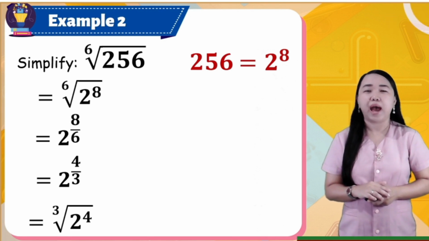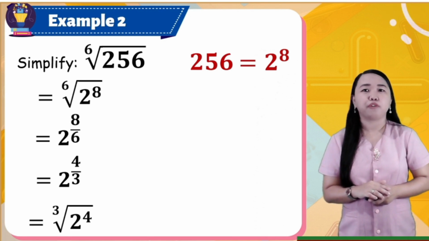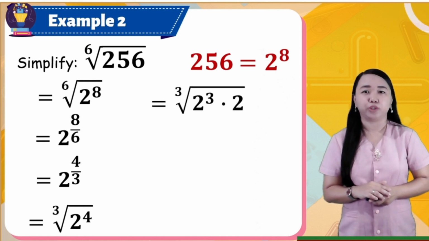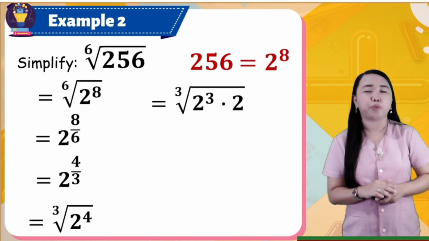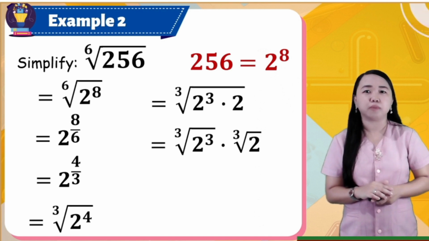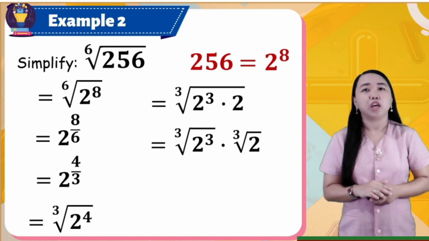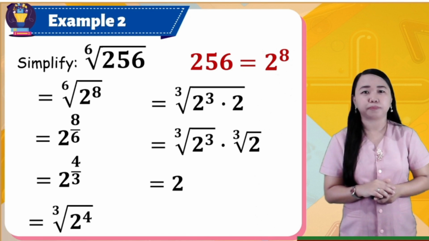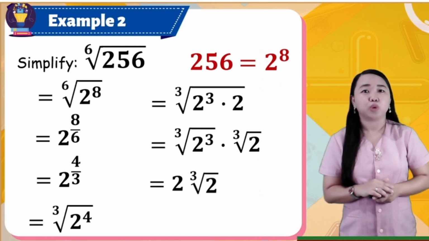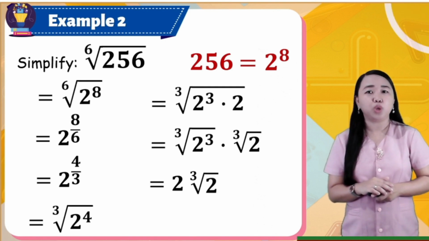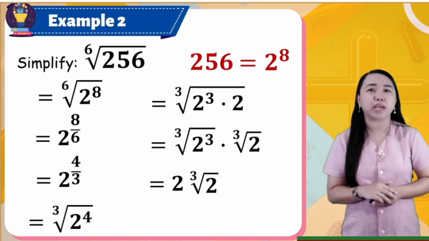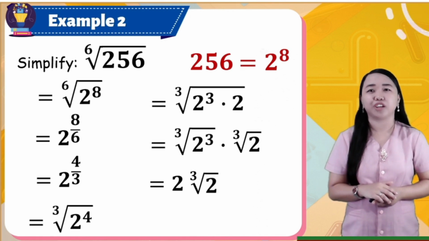2 raised to 4 has a perfect cube factor. So factoring the radicand, it becomes cube root of 2 cubed times 2. Using the converse of product rule of radicals, it becomes cube root of 2 cubed times cube root of 2. Cube root of 2 cubed is 2, and cube root of 2 is already in simplest form. Therefore, we get the simplified form 2 cube root of 2. So, this is one of the uses of expressing radical form in exponential form.